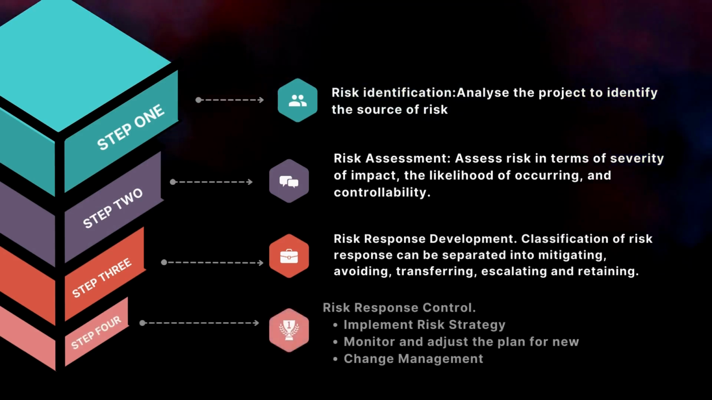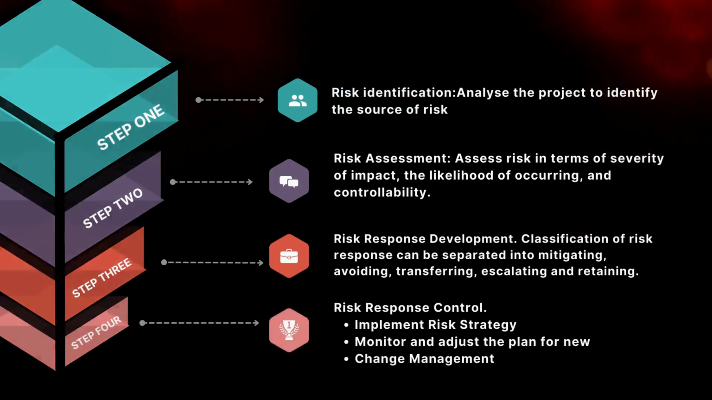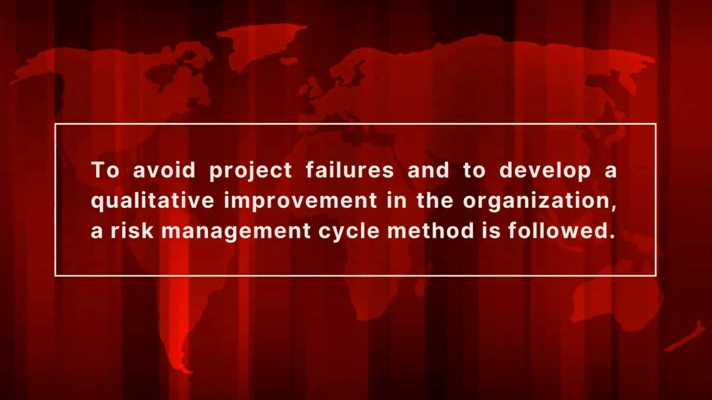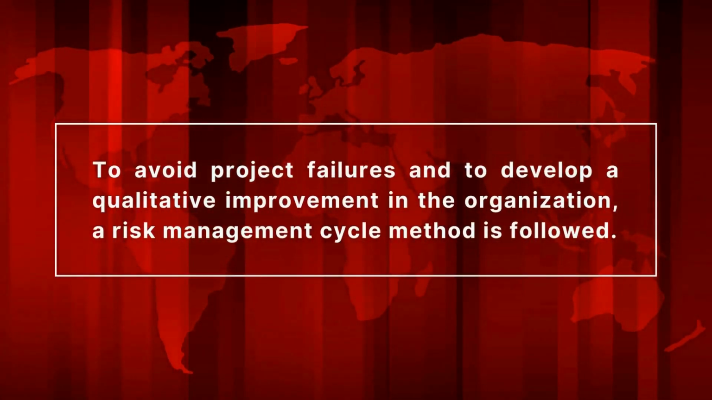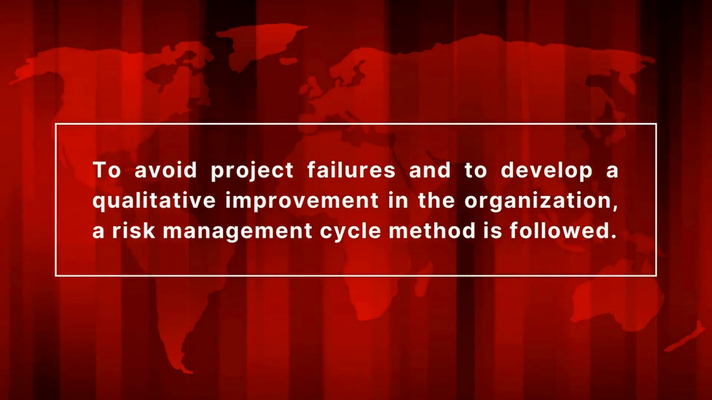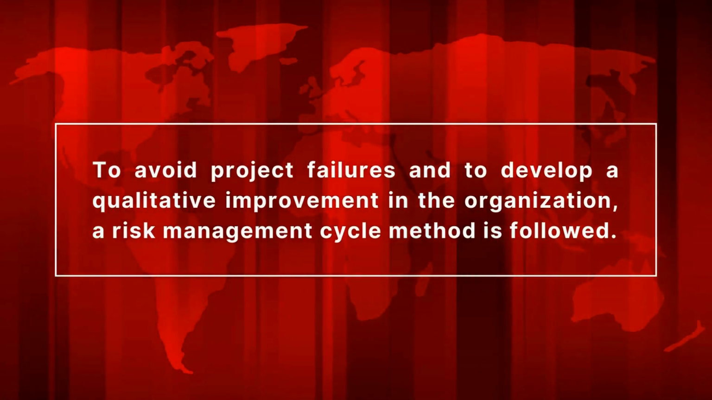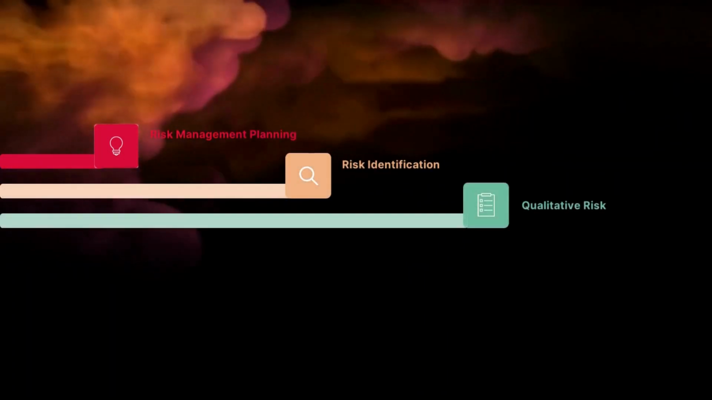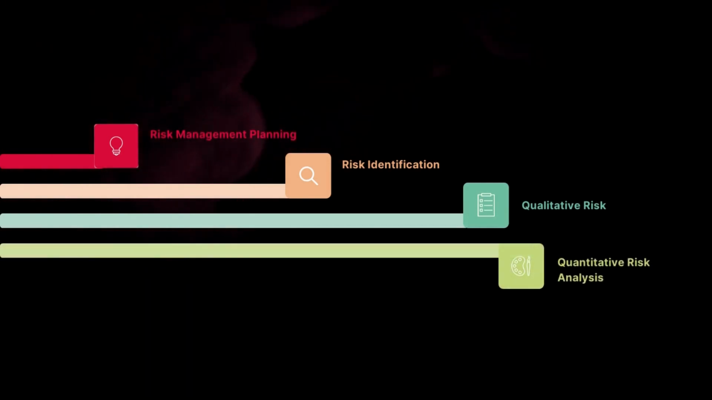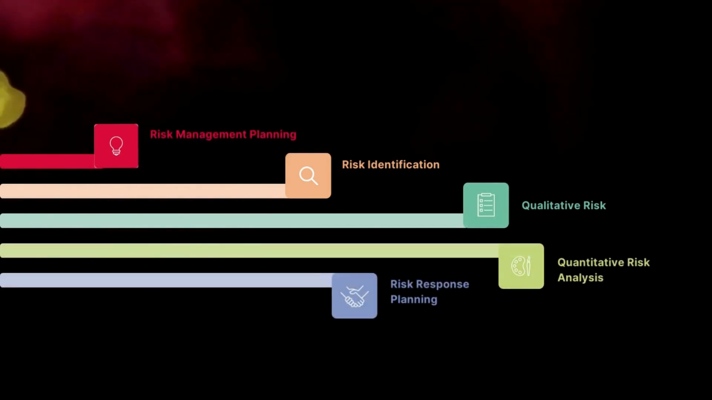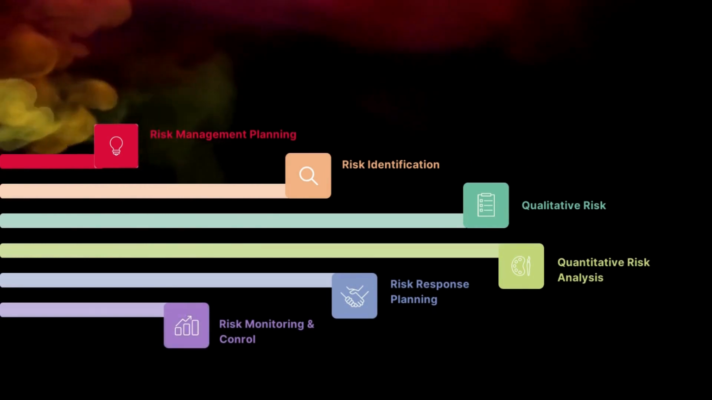And the final step is risk response control, to avoid project failures and to develop a qualitative improvement in the organization. A risk management cycle method is followed. The picture on the screen shows the risk management cycle. The process starts with risk management planning, then the risk identification, right after that the qualitative risk and the quantitative risk analysis, then the risk response planning, and finally the risk monitoring and control.